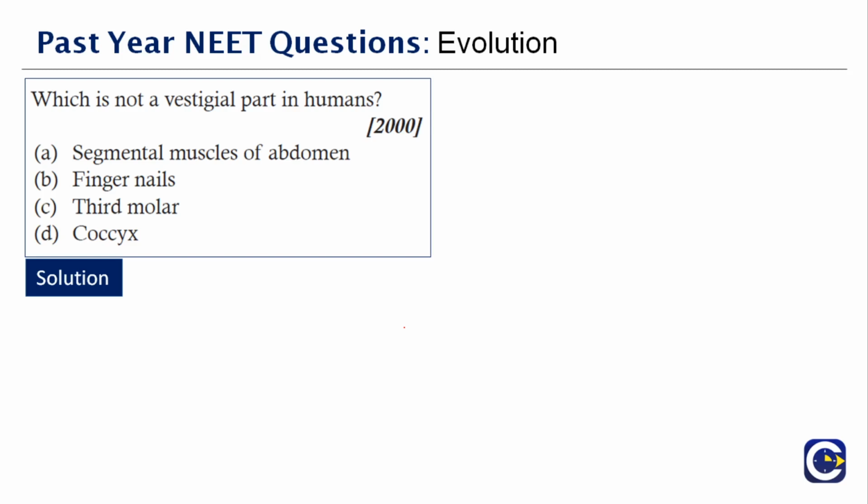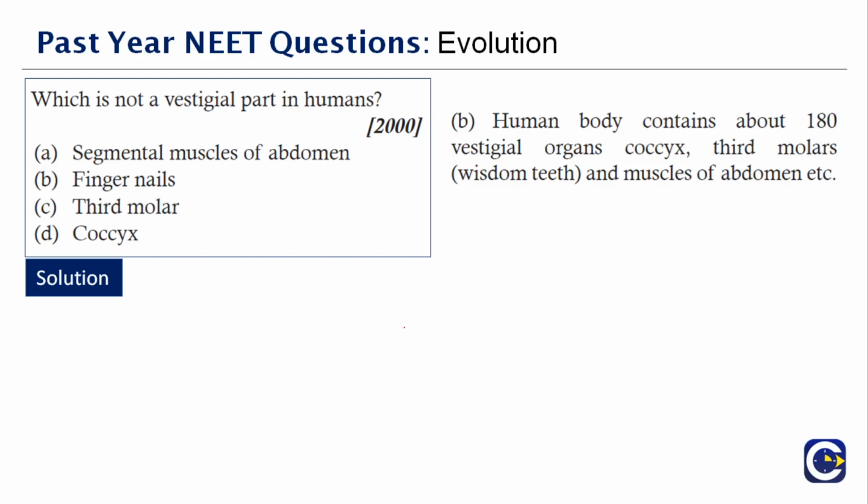If you see, we have the appendix, wisdom teeth, coccyx, ear muscles, tonsils, we have the sinuses, we have many things. So the one which will not come under vestigial organs is the fingernails. What are fingernails? Fingernails are dead matter that comes out from the body, which is produced in the form of nails. They are actually dead matter. Okay, option B is the right answer.